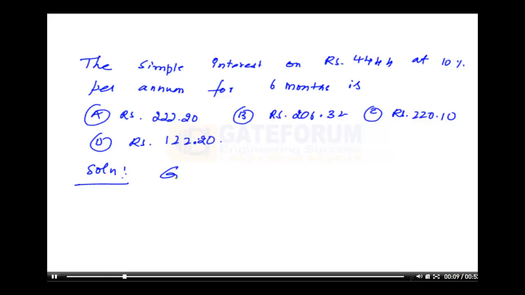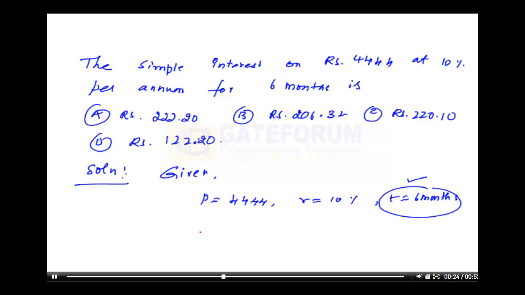It is given that the principal amount is 4,444 and the rate of interest is 10% per annum, whereas the time is given as 6 months. Now, in order to calculate the simple interest, we have to know the time in terms of years. So this time can be written as 6 by 12 years, which is nothing but half year.